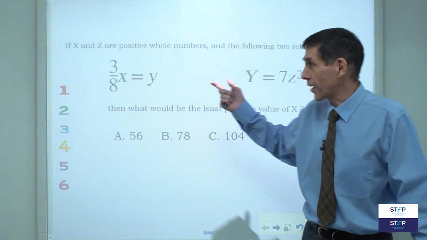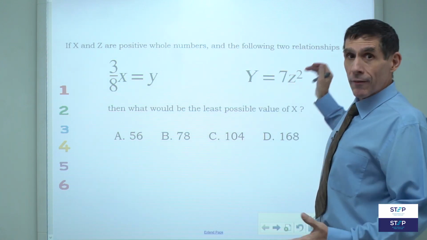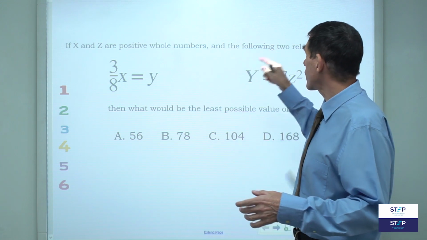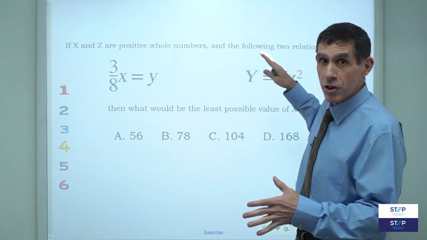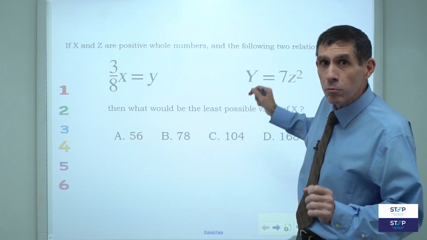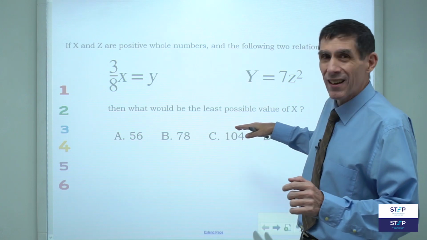Here's our problem. We've got 3/8 x equals y equals 7z squared. And if x and z are positive whole numbers and the following two relationships apply, then what would be the least possible value for x? They give you 4 choices here.